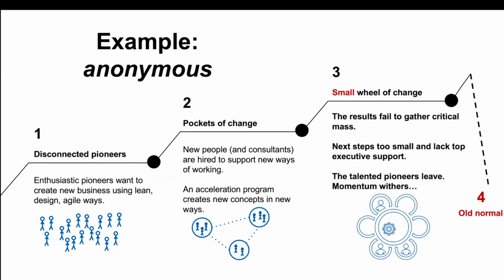And there was no big wheel of change. There was a small wheel of change. And I still, of course, don't know exactly what decisions were made at the top level, but it was obvious that there was not enough commitment, not enough resources, not a big change program, and then nothing happened. So there was this build up and people got really excited, but then there was the classical top management support wasn't enough, and then it failed and people went back to the normal way of doing things.